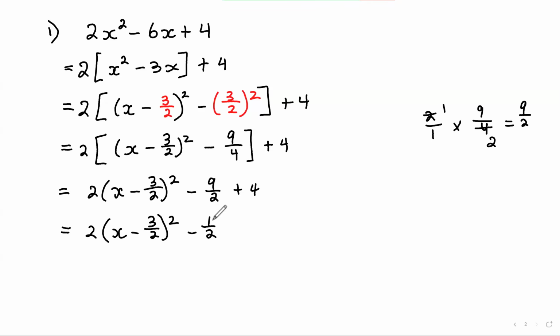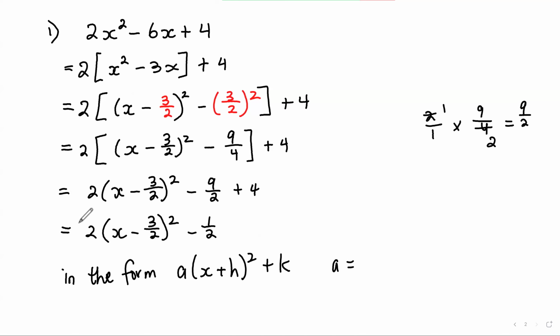So in this case, if this is in the form a by x plus h all to be squared plus k, then a in this case is 2. A is always the coefficient of x squared. H in this case is minus 3 over 2. And k is minus a half. Y'all copy this down, please, and I'll be right back.